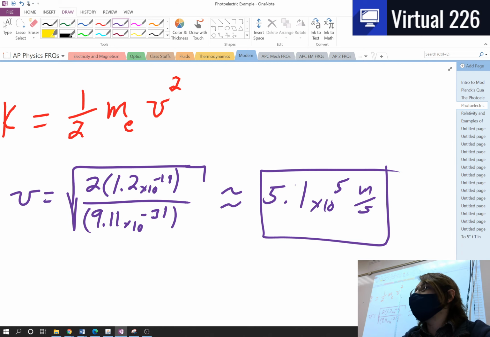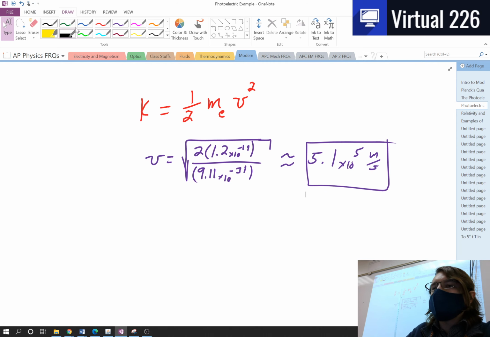This is pretty fast, but note, it is still much, much less than the speed of light. So we don't have to worry about any relativity or weird effects due to moving super fast, because while we're moving quick, we're not moving at speed of light levels yet.